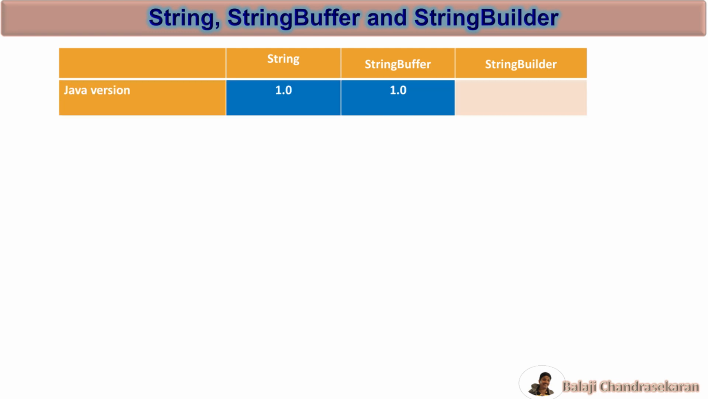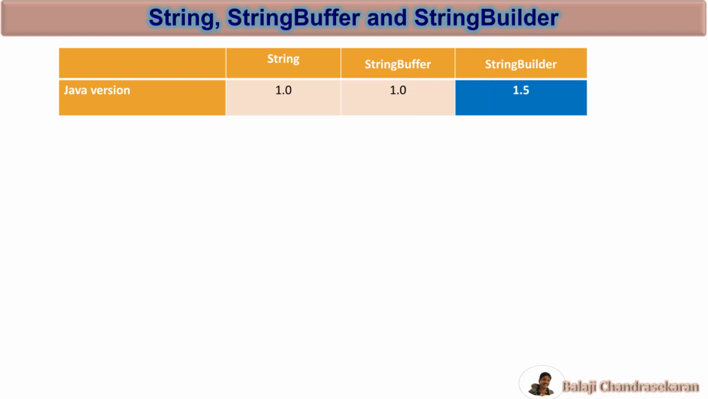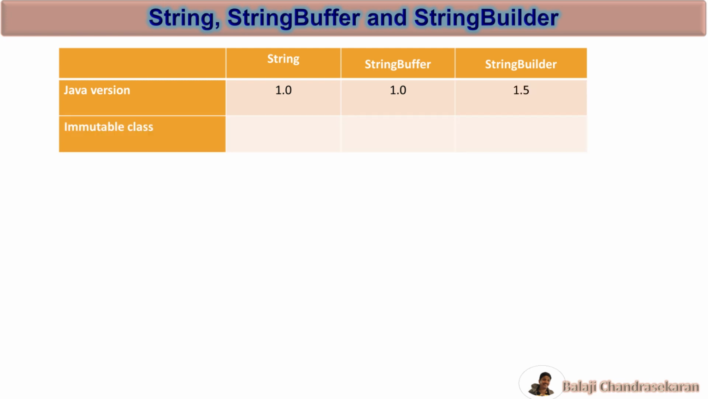The String and StringBuffer classes were introduced in early Java 1.0. The StringBuilder class was introduced and in use since Java 1.5. Immutable class in Java means that once an object is created, we cannot change its content. In Java, all the wrapper classes like Integer, Boolean, Byte, Short and String are immutable. If required, we can create our own immutable class as well.